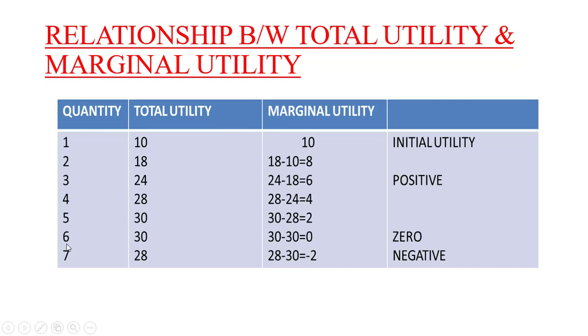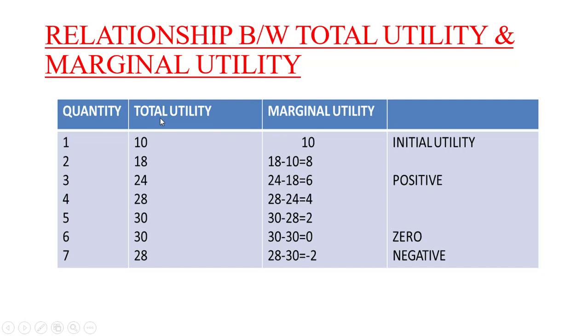Now for the sixth quantity, you see the sixth quantity is how much? 30. The total utility you are getting is 30, which is same here. So when it is same here, the marginal utility is becoming 0, right? So this becomes our marginal utility becoming 0 utility. That means they are at the maximum. This is the highest number in this list, right?